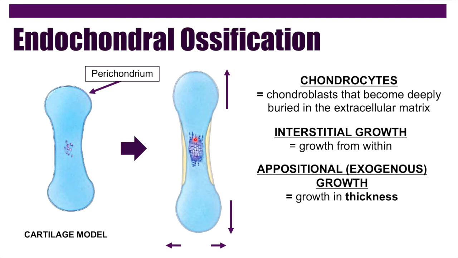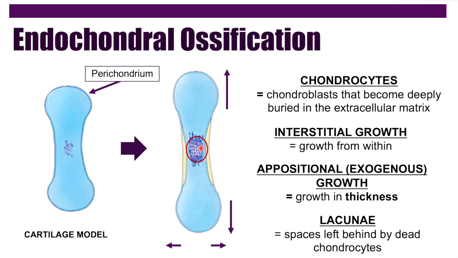The cartilage model continues to grow, and the chondrocytes in its center increase in size, and the surrounding extracellular matrix begins to calcify. Other chondrocytes within the calcifying cartilage die because nutrients can no longer diffuse quickly enough through the extracellular matrix. As these chondrocytes die, the spaces left behind by dead chondrocytes merge into small cavities called lacunae.